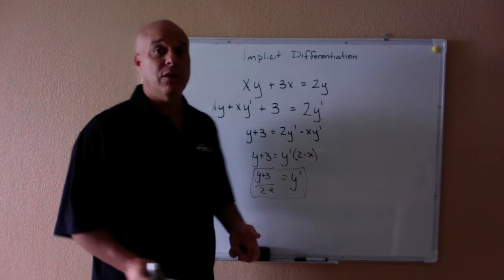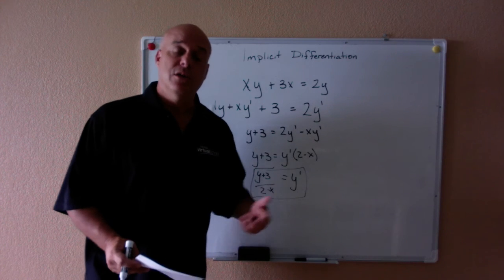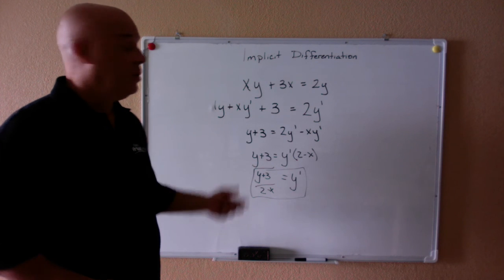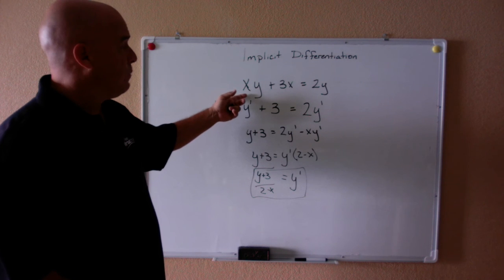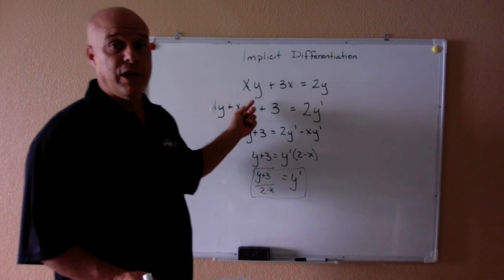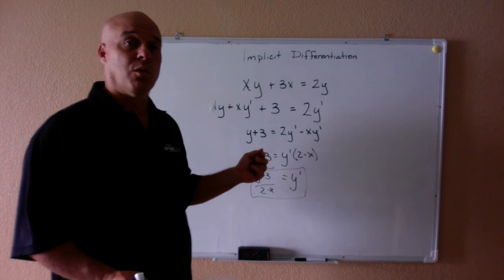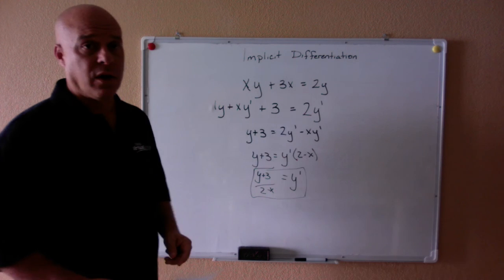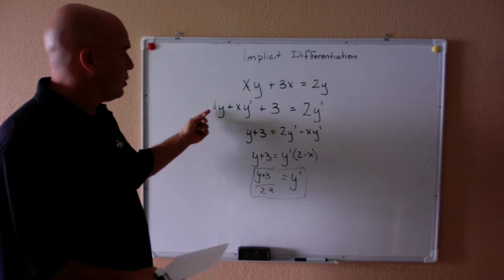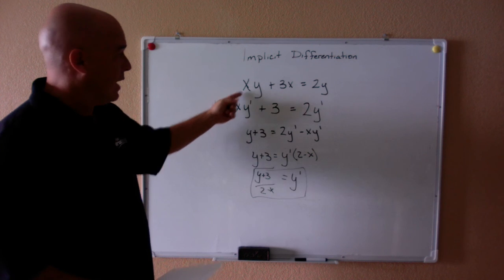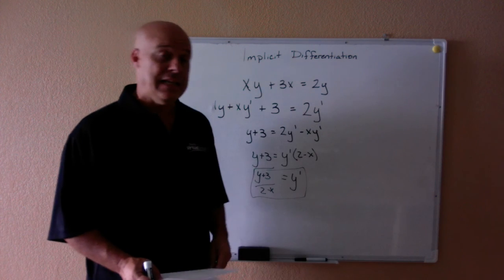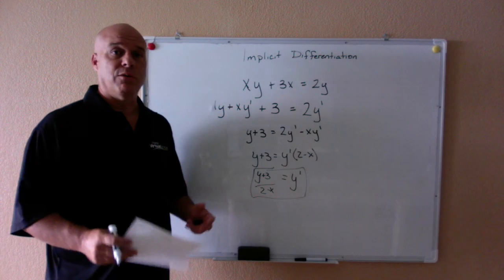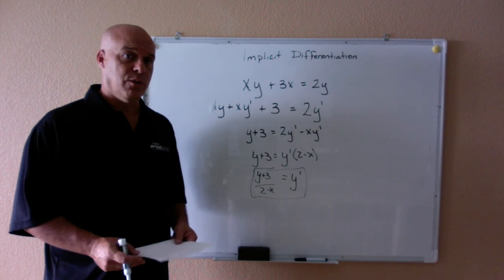But the idea here for implicit differentiation is just make sure you're paying attention to what variable you're differentiating with respect to. I want to note here that if this had been differentiating with respect to t, maybe we're working with time, then each of these variables, x and y, are going to have to be treated like a function. And so the derivative of x here would have been dx dt. Okay, so you do have to pay very careful attention to what variable you're differentiating with respect to when you're differentiating implicitly.